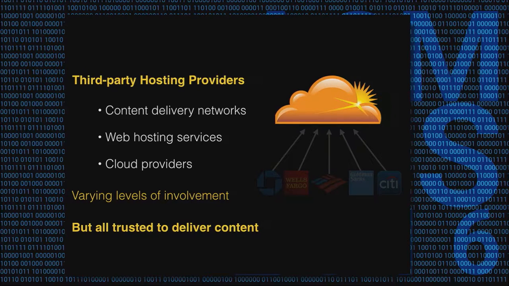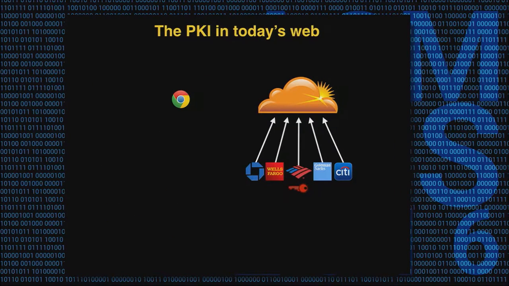Content delivery networks and web hosting services are going to be expected to actively serve the content, while cloud providers are just going to be passively providing access to virtual machines. But at the end of the day, the point is that all of them are being trusted to deliver content to the end user. So if we take a step back and look at the big picture again, what happens in practice is a DNS query for bankofamerica.com, for example, is going to resolve to one of the hosting provider's servers, as opposed to one of Bank of America's servers. And so your browser is going to make a connection to this hosting provider, who then provides the certificate and who also participates in the TLS handshake.